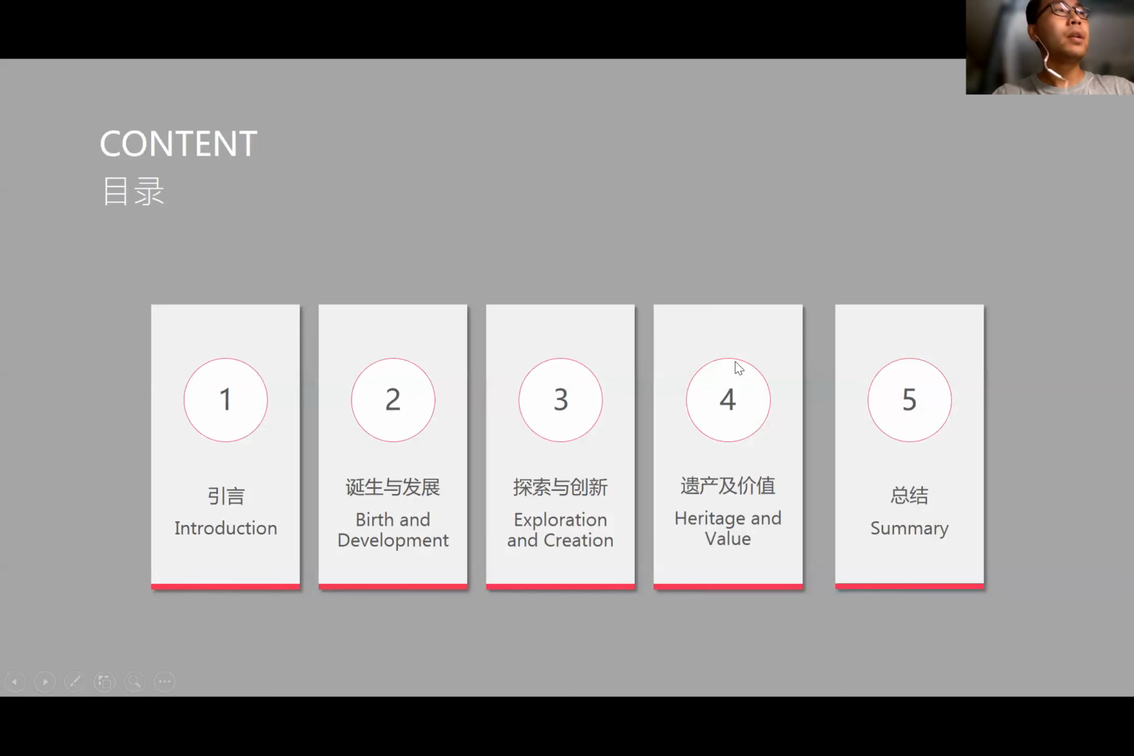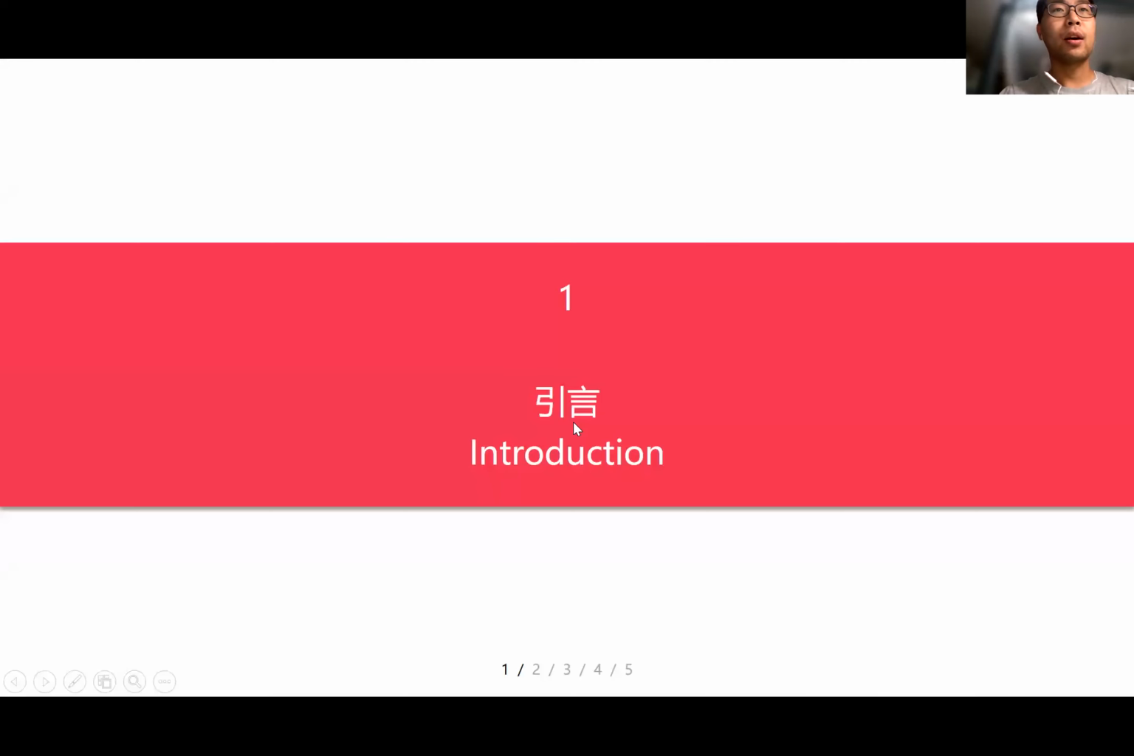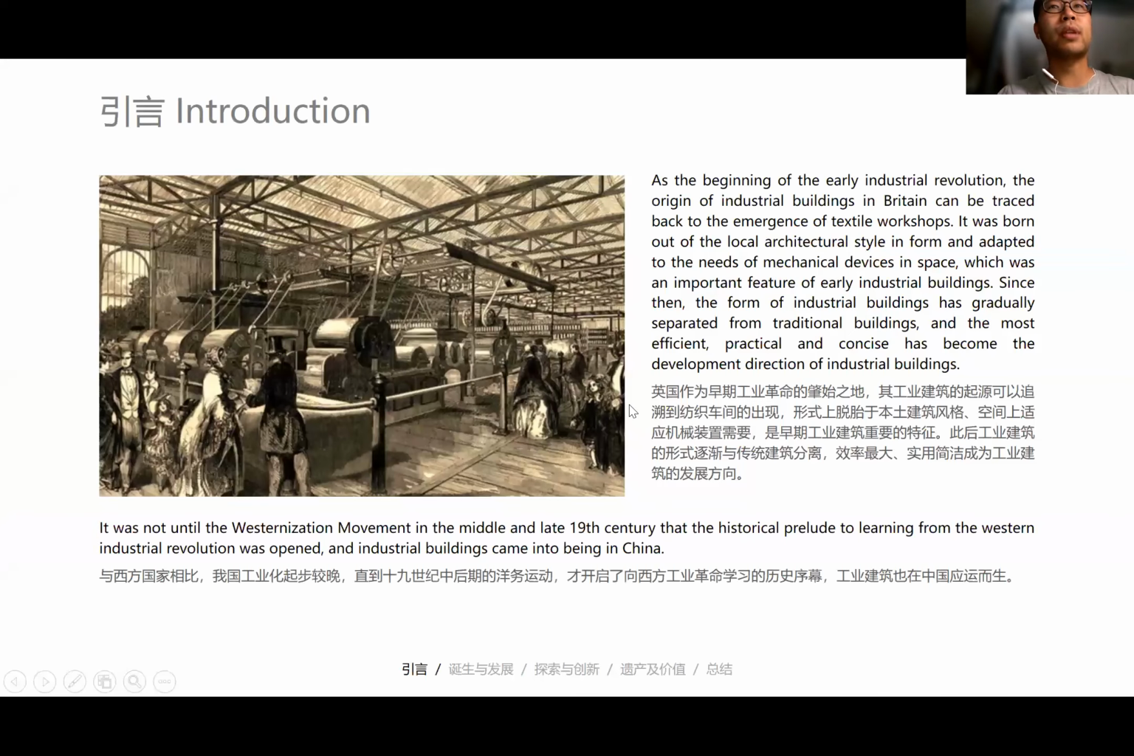Yeah. So my report today will consist of five sections: an introduction, the birth and development of Beijing's industrial buildings, the exploration and creation, heritage and its value, and the summary. Okay, let's start with the first one, the introduction.